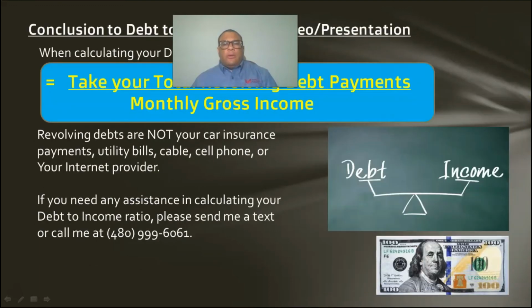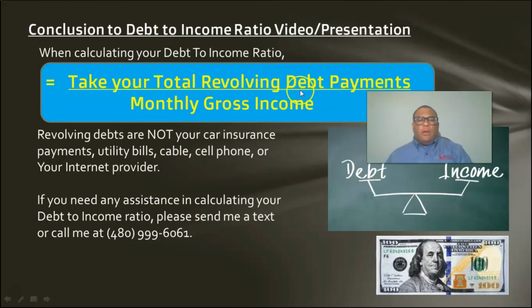So in conclusion to this video, when calculating your debt to income ratio, please remember that it's taking all your total revolving debt payments divided by your monthly gross income. Revolving debts are not your car insurance payments, utility bill, cable bill, cell phone, or your internet provider.